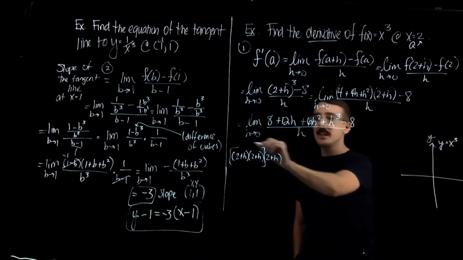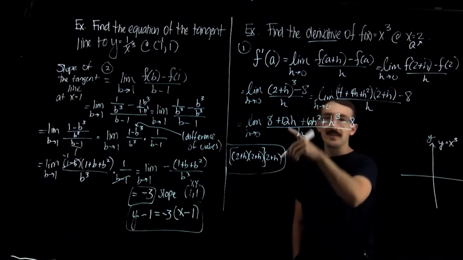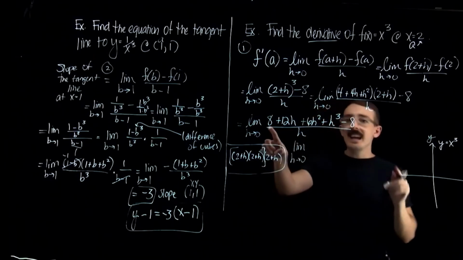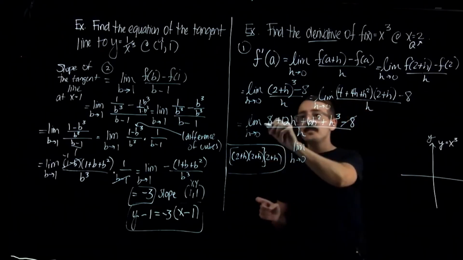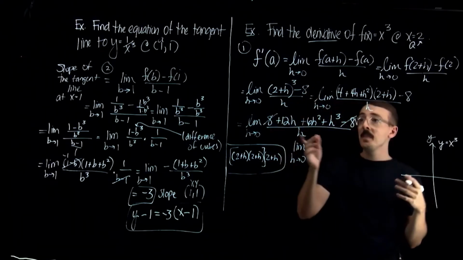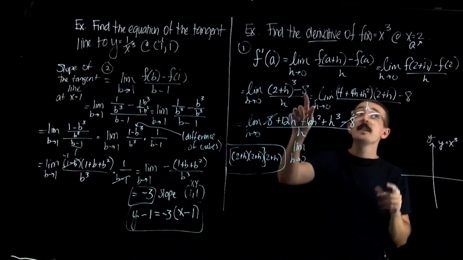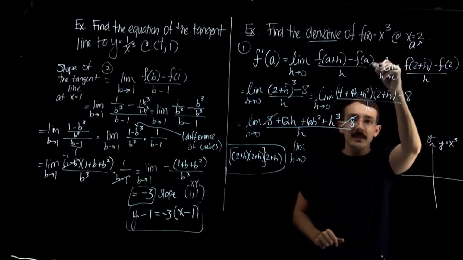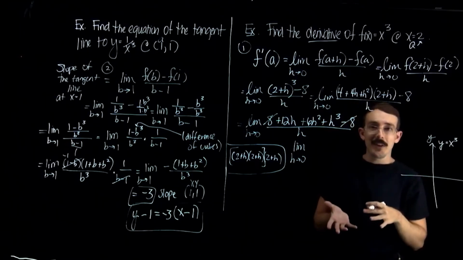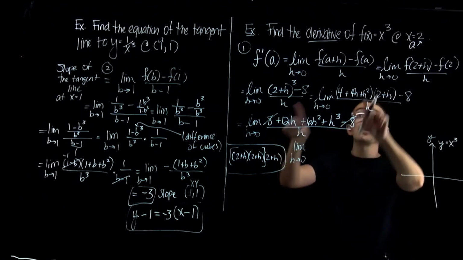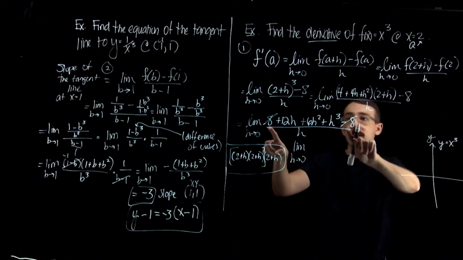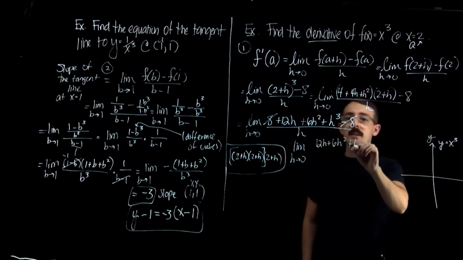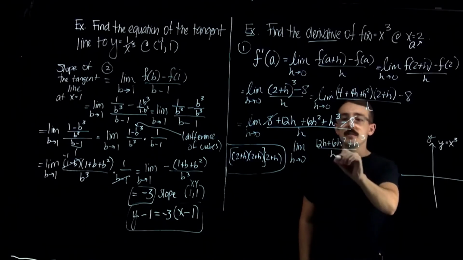I'll keep going right here. This is the limit as h goes to 0. 8 and 8 cancel. So when you're using this definition, if you notice that this f of a right here doesn't cancel, it usually means something went wrong, because that usually has to happen. So I ended up canceling this with something here. That leaves me with 12h plus 6h squared plus h cubed all over h.